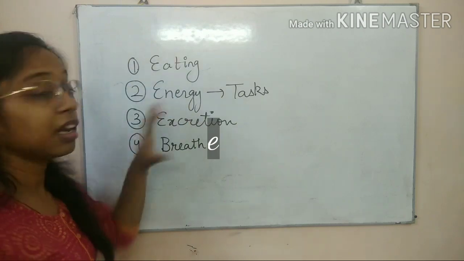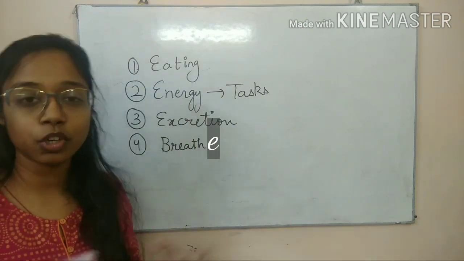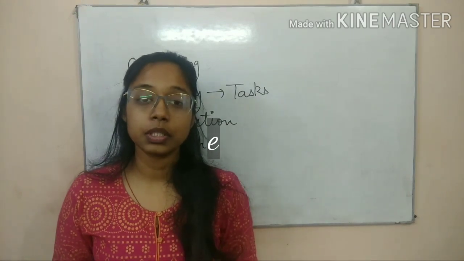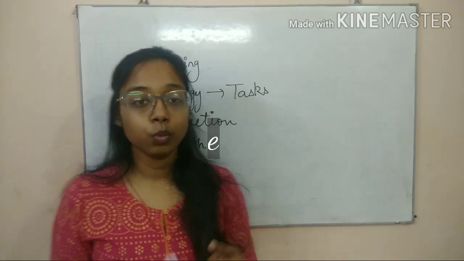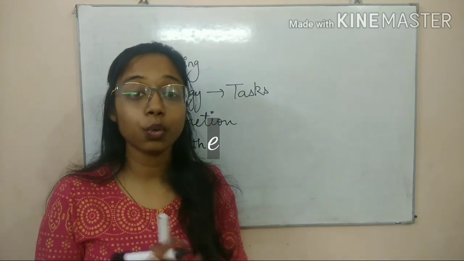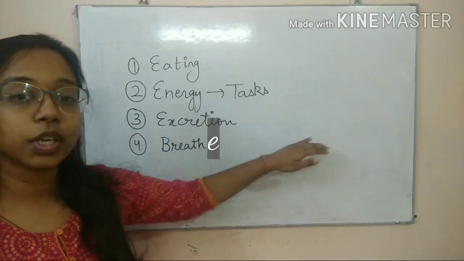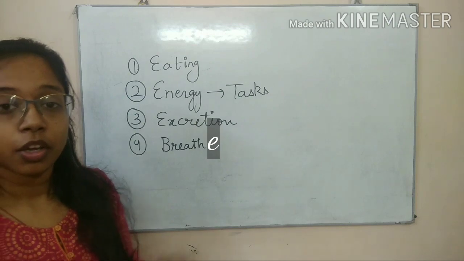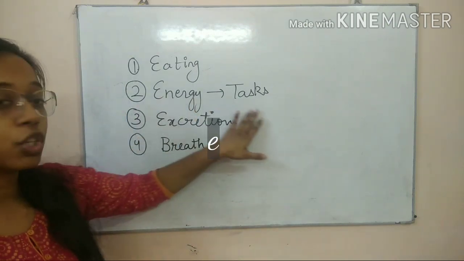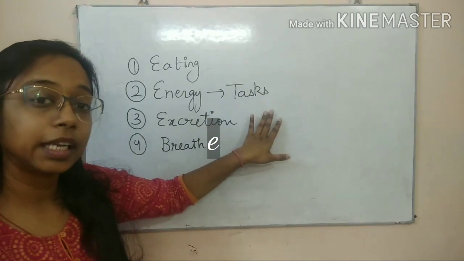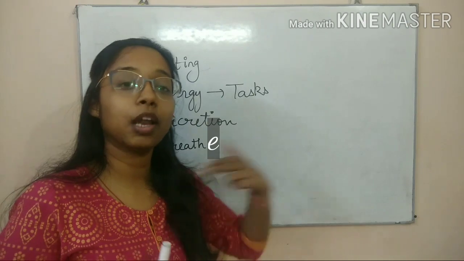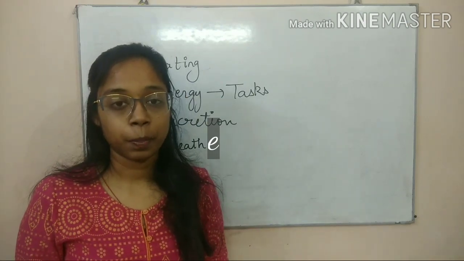But how does a living body perform all these functions? For example, us humans, we have our mouth with which we eat. We have the kidneys using which we excrete out the waste material. By eating food, we gain energy with the use of which we perform all our daily tasks. And also we breathe in oxygen and exhale carbon dioxide.